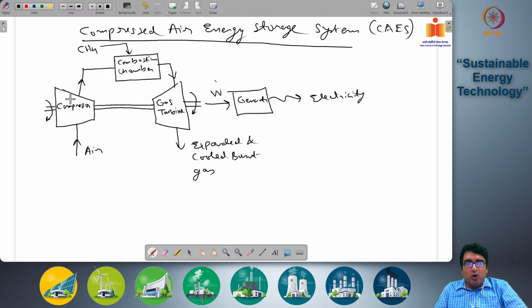Okay. Now this gas turbine is generating the energy that is going into the generator, but part of this energy is also being used to compress the air. So the compressor and the gas turbine work on a common shaft, and part of the rotational energy of the shaft is being absorbed by the compressor to compress the air in the first place.